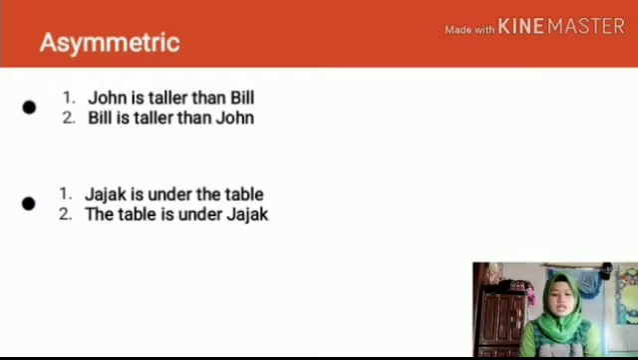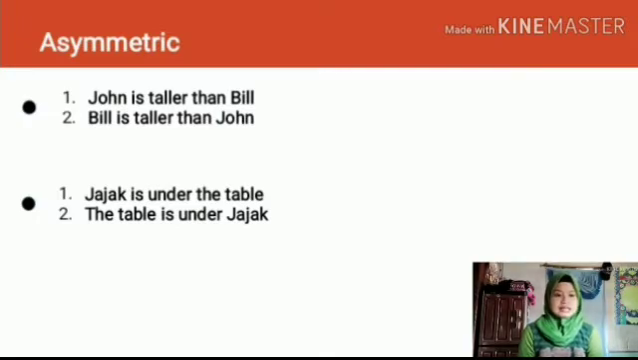For example, John is taller than Bill. It means that John is the tall one and Bill is the short one. And then Bill is taller than John. It's the opposite of the first sentence because Bill is the tall one and John is the short one. So taller than is asymmetric because if we reverse x and y, it will make a different meaning.